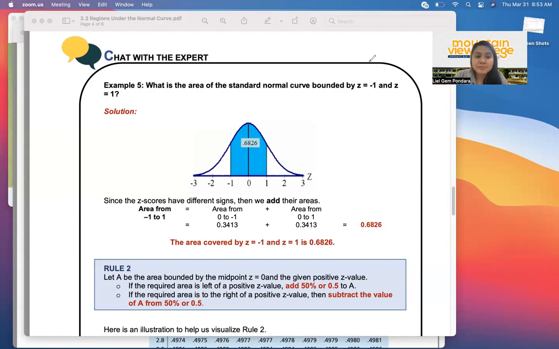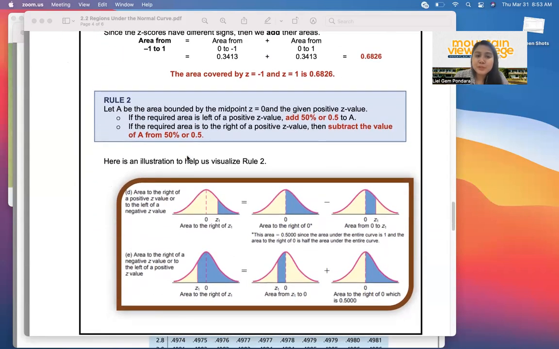Now in the next one, we'll have rule number 2. Rule number 2 says: let A be the area bounded by the midpoint Z equals 0 and a given positive Z value. If the area is left of a positive value, add 50% or 0.5. If the area is to the right of a positive Z value, then subtract the value of A from 50% or 0.5. Here's how we are going to visualize it.